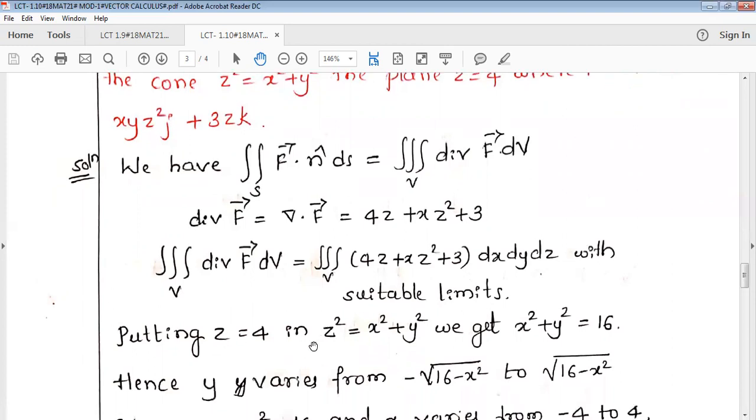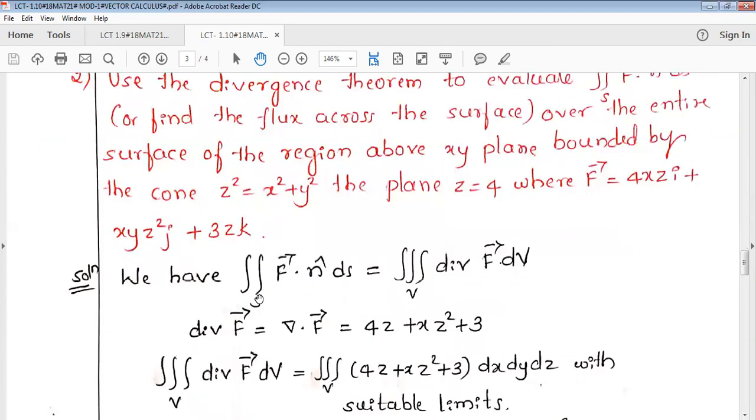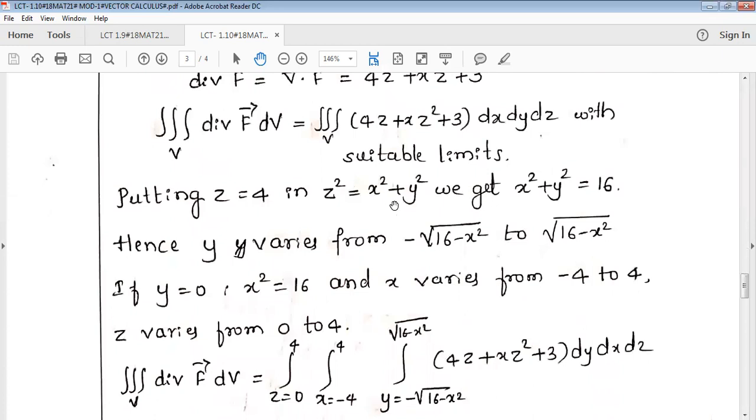Now putting z equal to 4 in z squared equals x squared plus y squared, what happens? The region is bounded above by the plane and by the cone, so it is x squared plus y squared equal to 16. Hence y varies from minus square root of 16 minus x squared to plus square root of 16 minus x squared. That's why y varies from minus of this to plus of this.